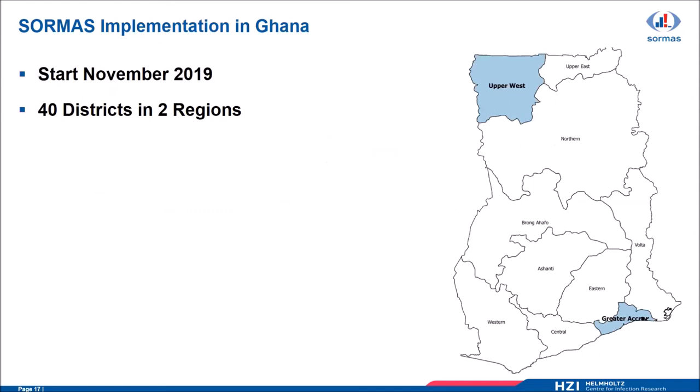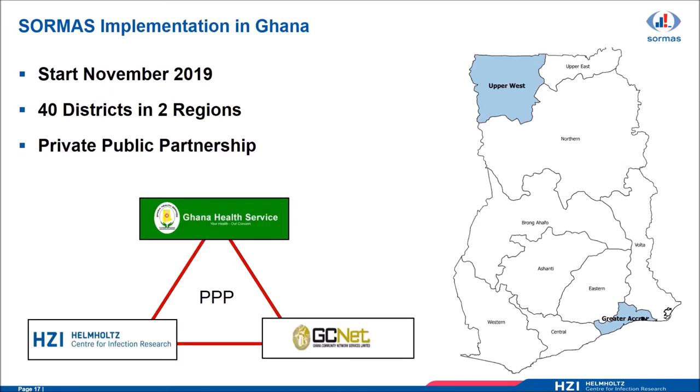In Ghana, we started in November 2019 with 40 districts in two regions to implement SORMAS as a pilot. We have a different model there, where you have a public-private partnership between the Ghana Health Service, the Helmholtz Center for Infection Research, and GCNet, a Ghanaian IT company. They are involved in adapting SORMAS and in bringing policies and scientific content during the pilot. So this is going on in Ghana.